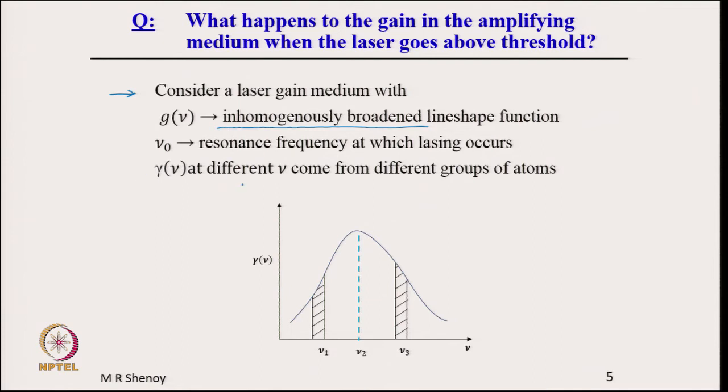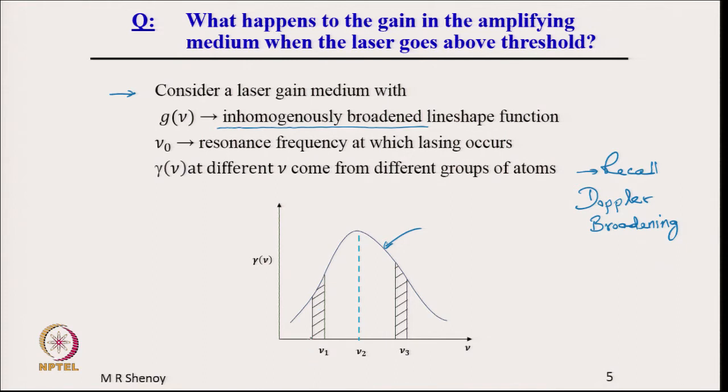Gamma of nu at different frequencies nu comes from different groups of atoms in the case of an inhomogeneously broadened line shape. Recall Doppler broadening, which we have discussed in detail, where we have seen that different parts of the gain curve are contributed by different groups of atoms. So, as shown here, different groups.